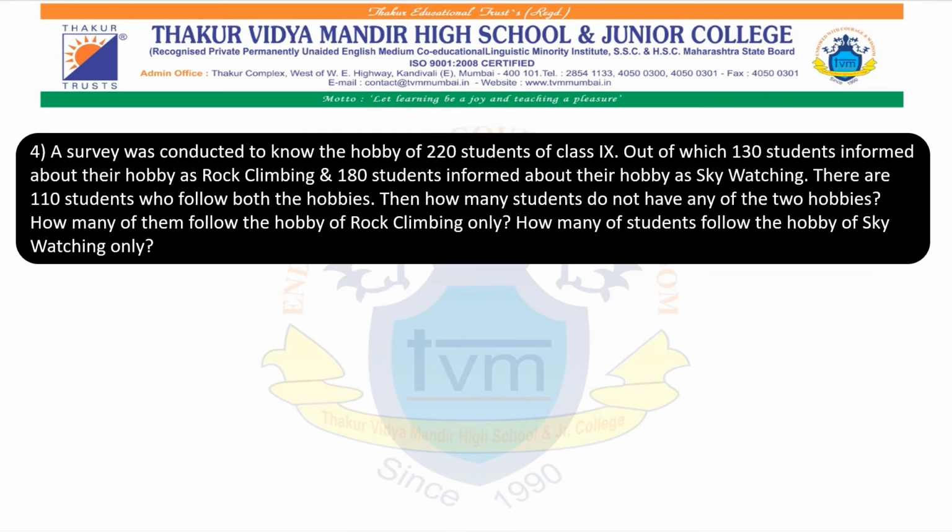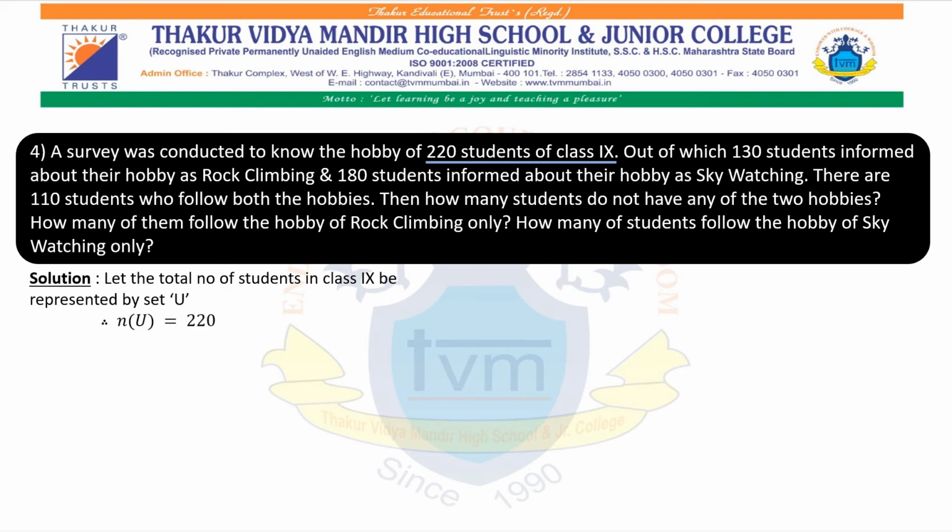Sum number 4. Again a word problem. Let us read. A survey was conducted to know the hobby of 220 students of class 9th. Here the total number of students they had given, that is 220 of class 9th. Therefore, in solution we will write let the total number of students in class 9th be represented by set U. Total number of students in class 9th are 220. Therefore, we will write n of U equals to 220.